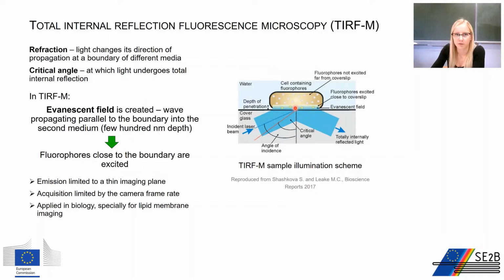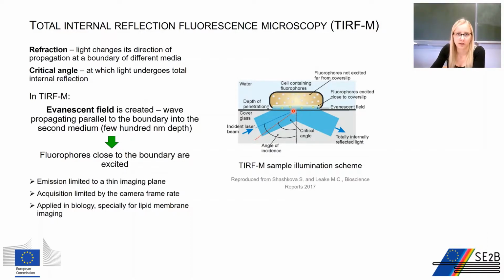And at the spot of this reflection, an evanescent field is created, which then propagates parallel to the plane of the boundary into the second medium. The distance for the evanescent field to propagate is determined by the light incidence angle and refractive indices of the media.